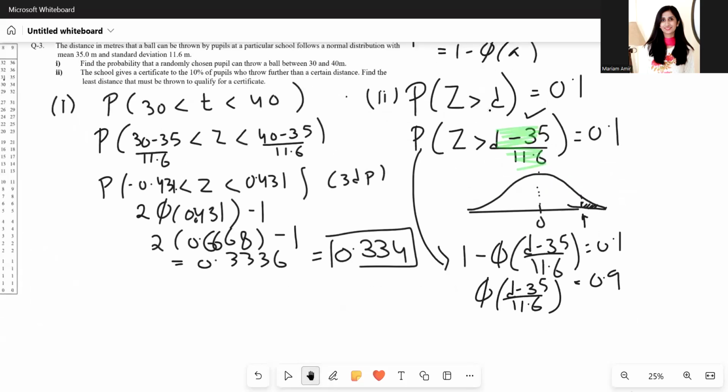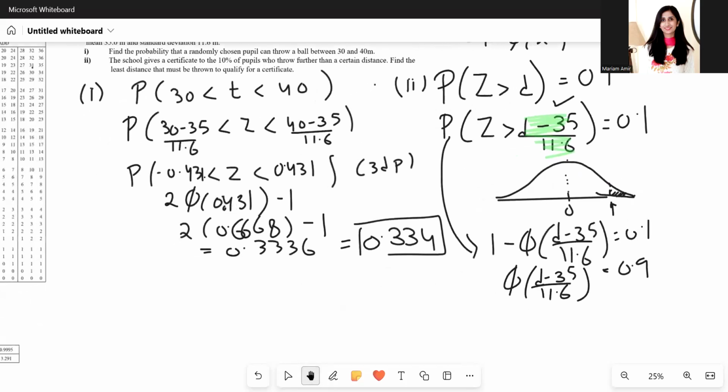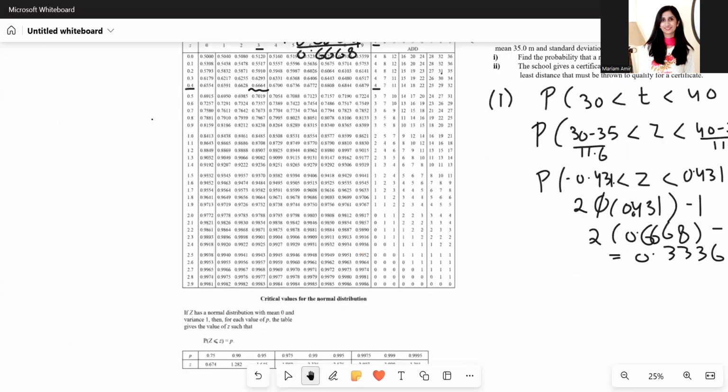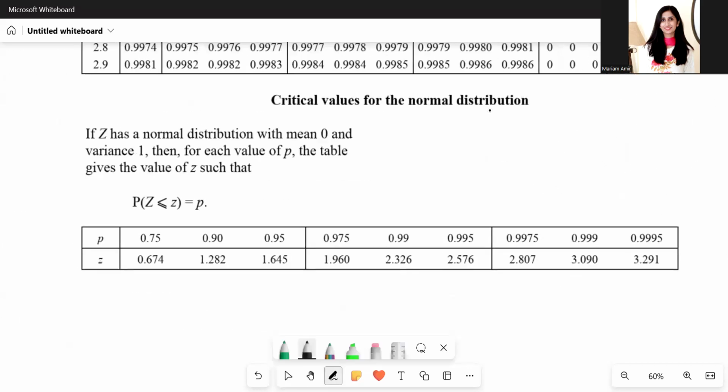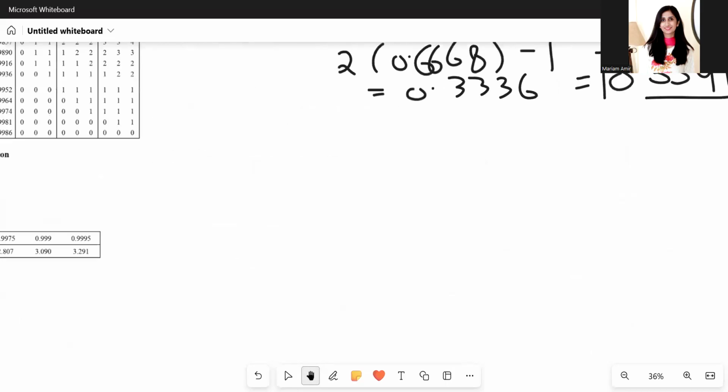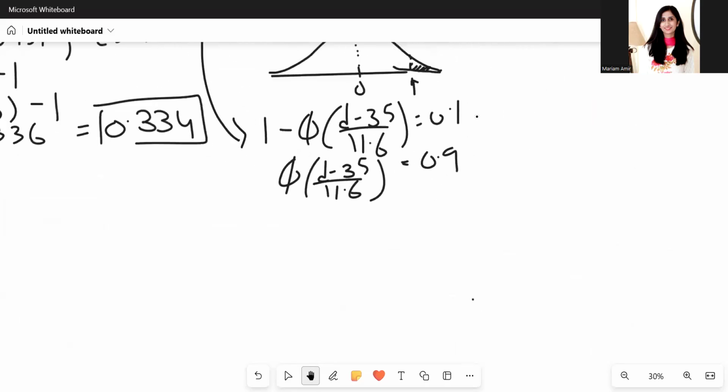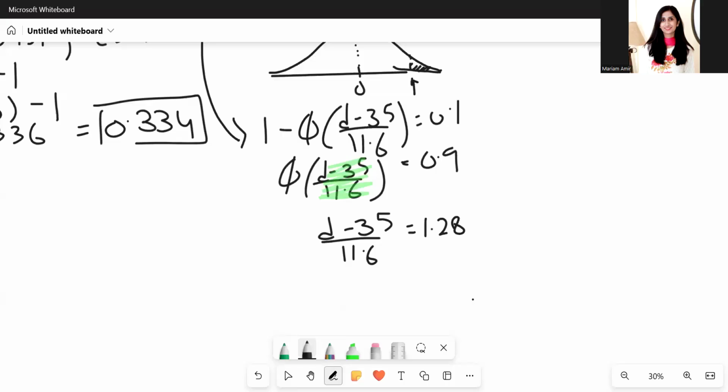Okay, so now we'll have to find the z-score when the probability is 0.9. This can be simply found here in the critical values given at the bottom of the page. So when probability is 0.9, z-score is 1.282. So d minus 35 upon 11.6 equals 1.282. Now make d the subject. After rounding, you'll get 49.9.